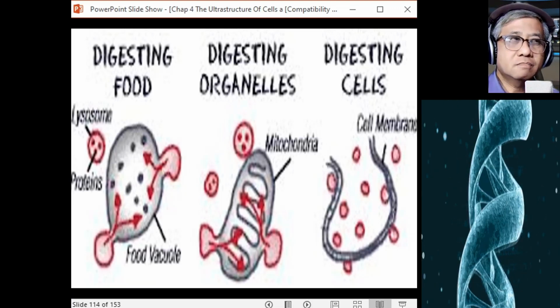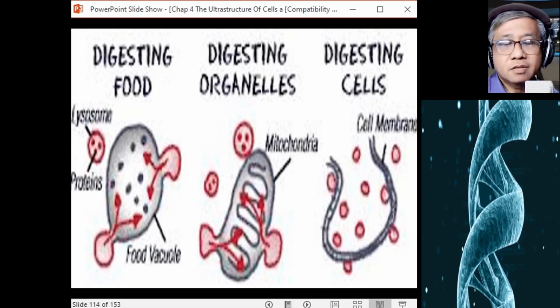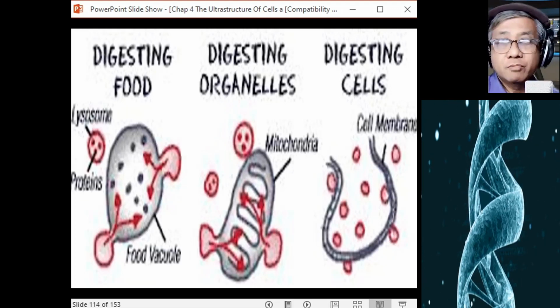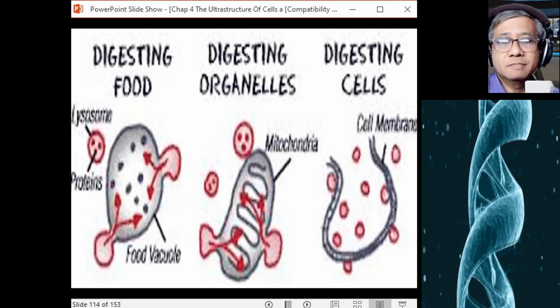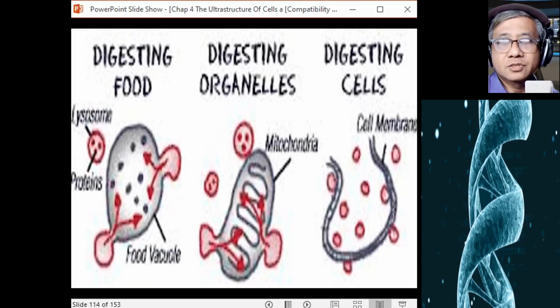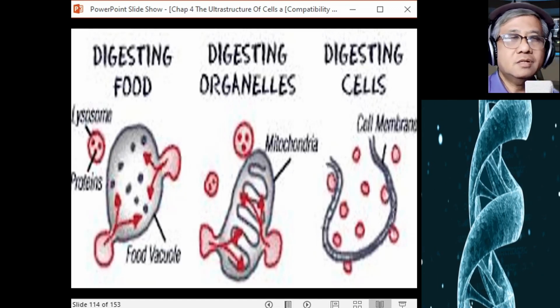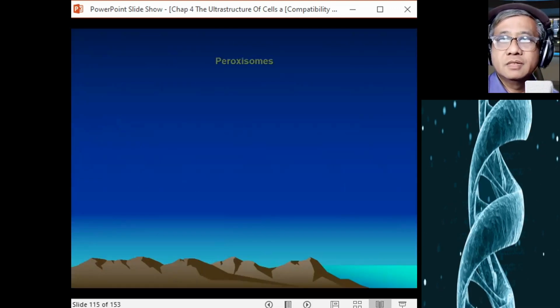And this function of the lysosome is important in certain developmental processes, like the tadpole losing its fish-like tail as it matures into a frog. Okay, so those are the three functions of the lysosome: digestive organelle, in autophagy, and in autodigestion.